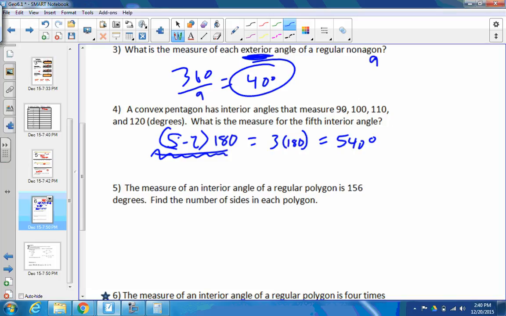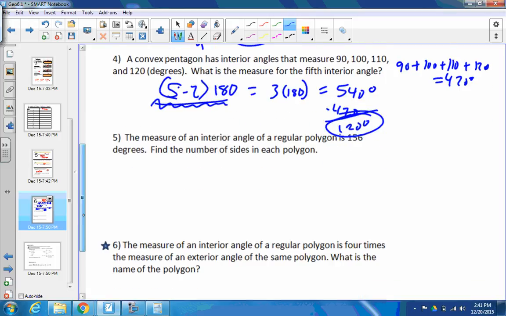Now, if we have 90, 100, 110, and 120, I add those up. So 90 plus 100 plus 110 plus 120. That's going to be 320, 420, sorry. That's 420. So 540 minus 420. That's going to give me a total of 120 degrees for the last one. All right, again, we're using that theorem.